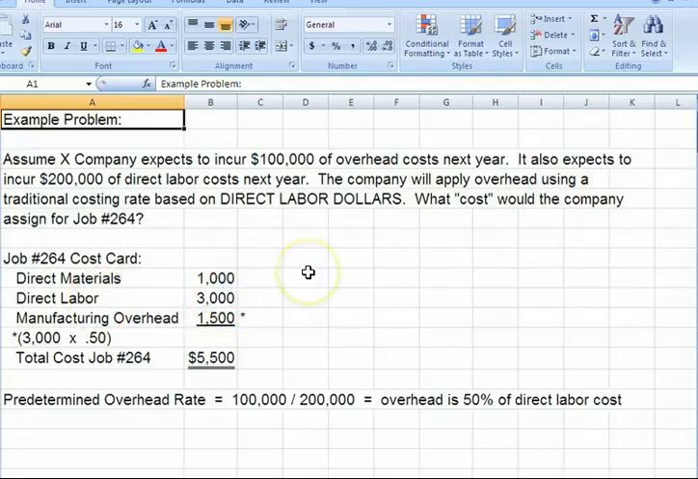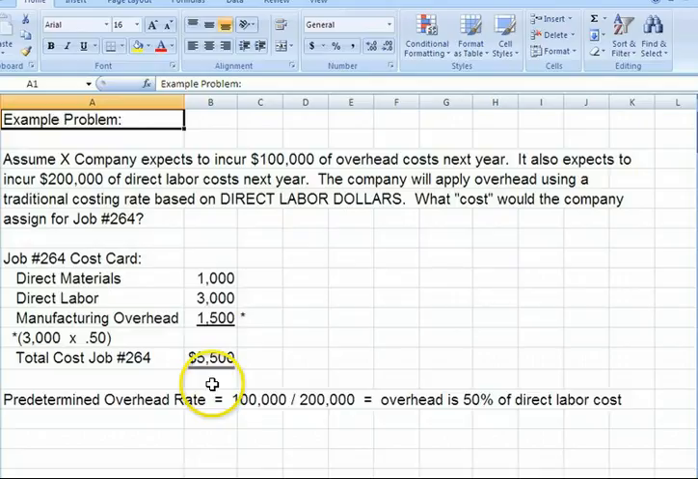Then the accountant gets the card. The accountant understands that the rate is 50% of direct labor costs, so they take the $3,000 of direct labor cost, multiply it by the predetermined overhead rate of 0.5, and say a fair amount of overhead to allocate to this product is $1,500. Therefore, the total cost that I will assign to the product is $5,500. And I'm going to give that information to management people to use to help them make decisions.